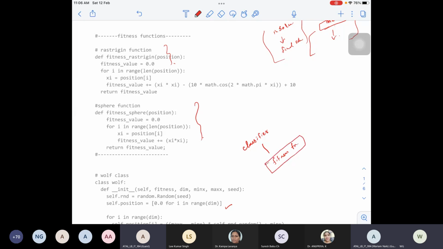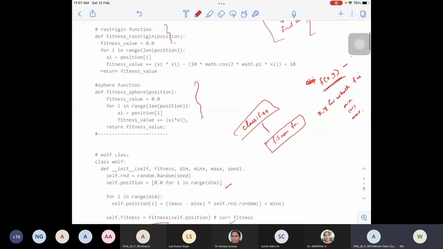So basically, you have a function which you want to optimize, right? This is a function of x and y, and you want to optimize this function. What do you mean by optimizing this function? It means that I want to find the value of x and y for which f is either minimum or maximum, right? So this function itself can act as a fitness function.